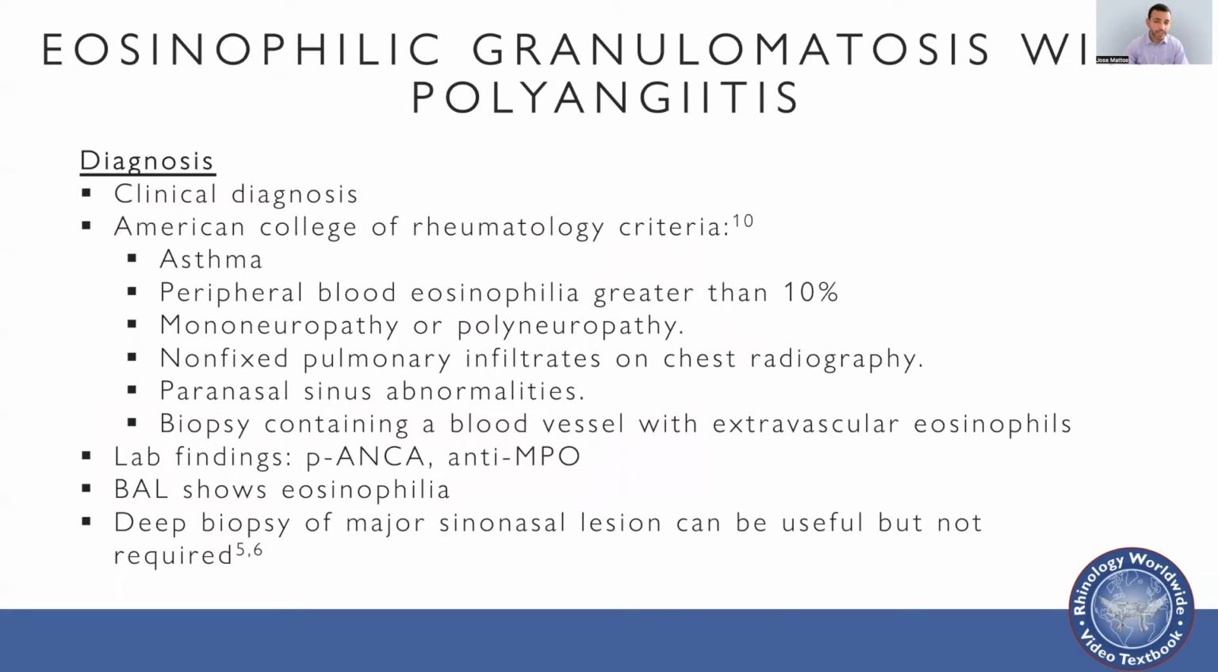This is a clinical diagnosis, and there are also rheumatologic criteria for this disease. You can also obtain blood work like p-ANCA or MPO. But again, sometimes or frequently, this blood work will be negative. And so clinical criteria are often relied upon to make this diagnosis.